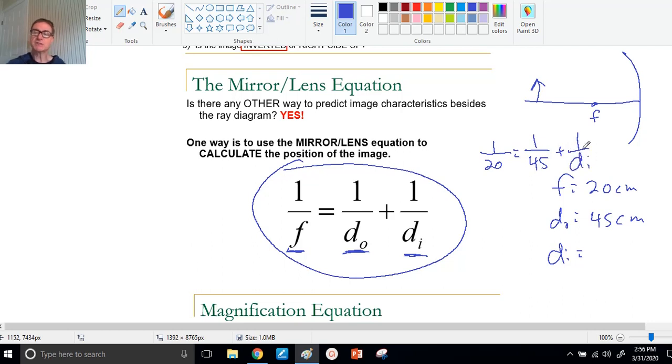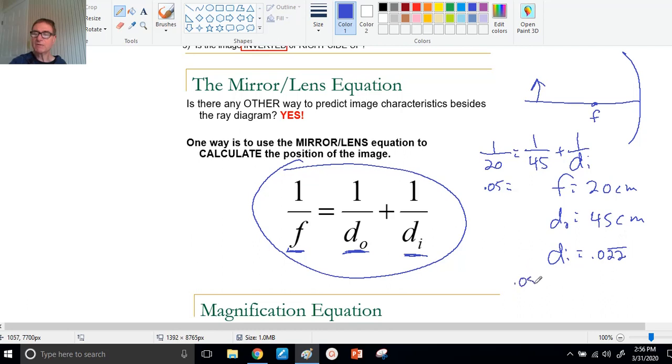Now the easiest way to solve this is not trying to find common denominators and all that stuff. Just plug the numbers into your calculator. So 1 divided by 20 is 0.05, right? And that equals 1 divided by 45, which is 0.022 repeating, all right? And now I would like to know what di is.